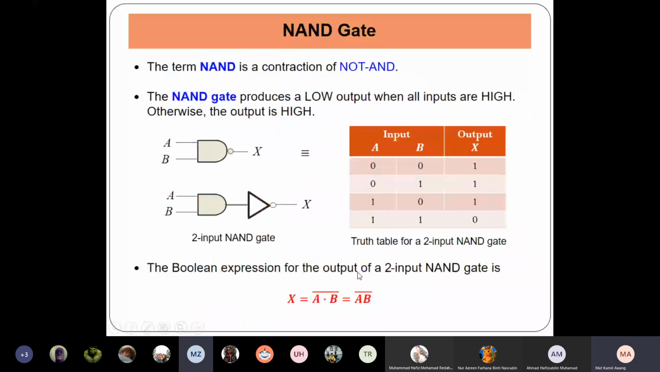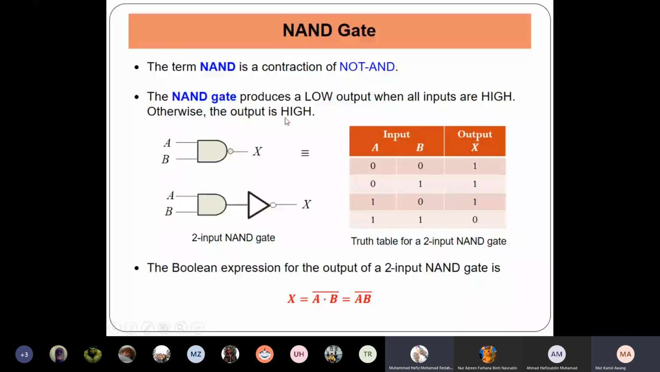NAND gate. This is NOT AND. NAND comes from NOT AND. What is the symbol? It's like this: an AND gate with a NOT. The NAND gate produces a low output when all inputs are high. Otherwise, the output is high.